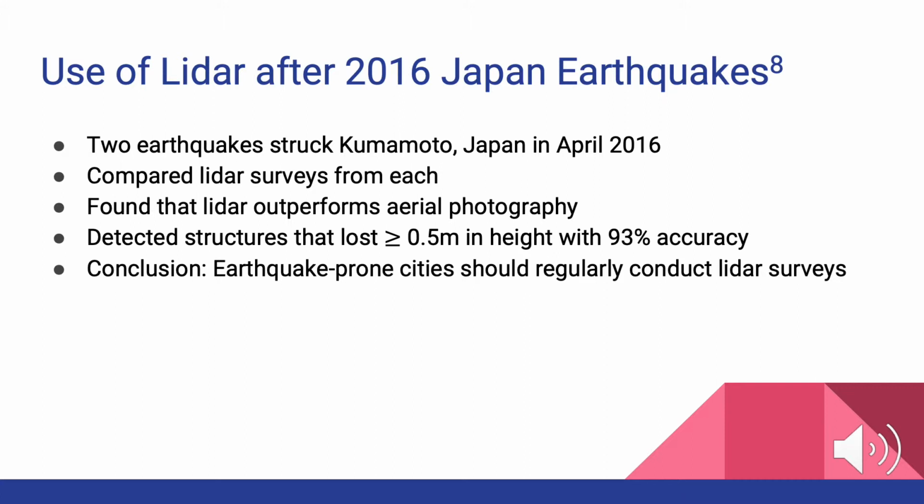They were able to make this conclusion because two earthquakes struck the city of Kumamoto within 28 hours of each other, meaning that because LiDAR surveying was used after the first earthquake, there was baseline data that they could compare with the LiDAR surveying from after the second earthquake. They found that LiDAR surveying was able to detect with 93% accuracy structures that had lost at least half a meter in height. Their conclusion was that earthquake-prone cities should regularly conduct LiDAR surveys in order to have data that they can compare with after a disaster.